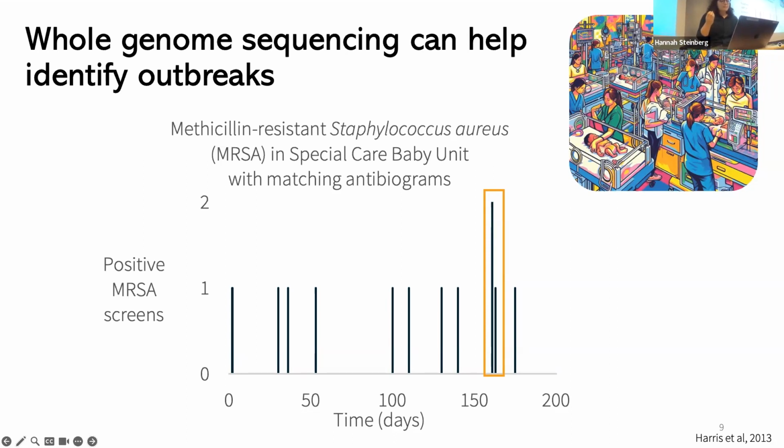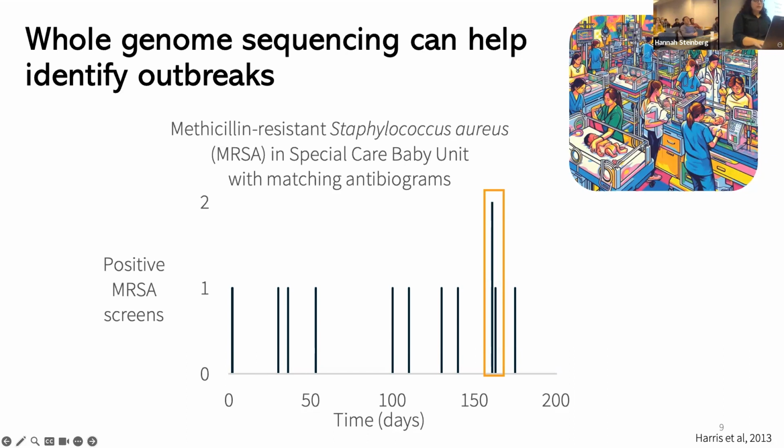And you can see that over time, they have a case or two, but then after about 150 days, they see 3 cases in 2 days, and they think, maybe this is an outbreak, maybe something is going on. Let's look into it. They know all these cases match antibiograms, which means they're susceptible or resistant to the same antibiotics. So they might be genetically linked, but they don't really know.